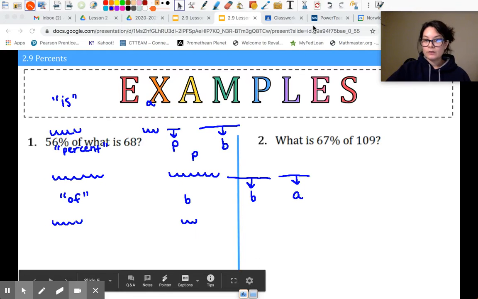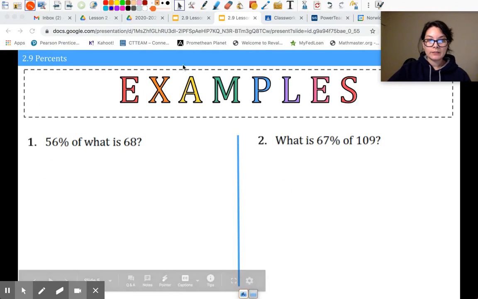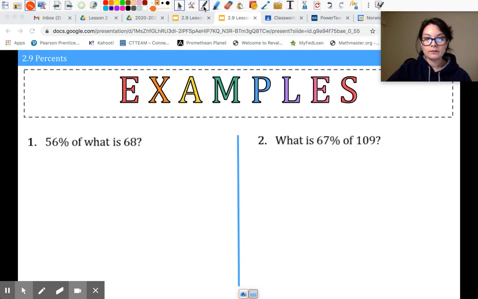So let's put those topics and that formula, and let's use them and apply them to some problems here. So go ahead and copy these down in your notes. Of course, you can pause and rewind as necessary, and I'll walk you through these.